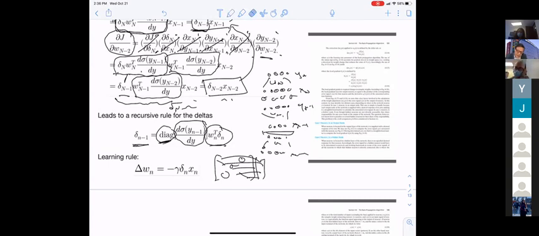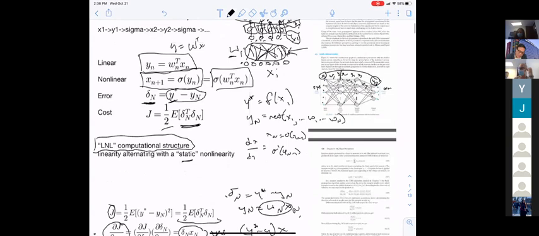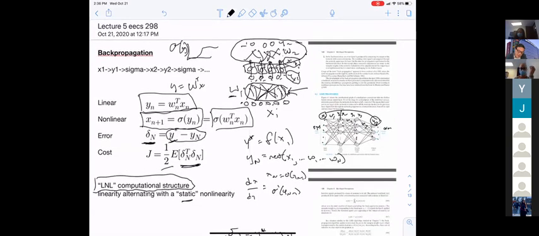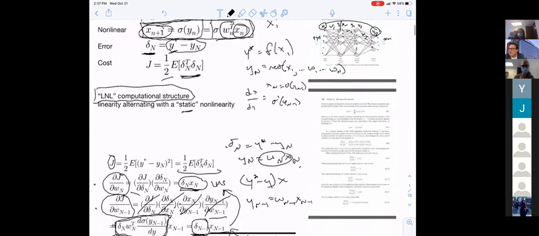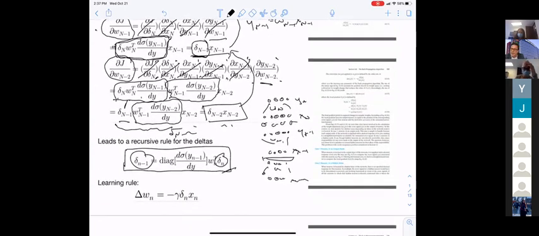But the point is, in this structure you have a recursive algorithm for the deltas: delta n minus 1 as a function of delta n. You also have a recursive algorithm for the x's: x n plus 1 is a function of x n. So you've got a forward recursive algorithm, which gives you the forward pass through the network, and a backward recursive algorithm, which gives you the backward pass. This is your backward one, and it's called backpropagation because you backpropagate the errors.